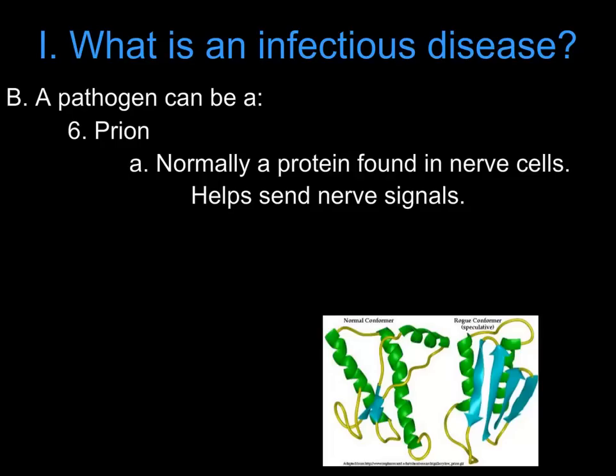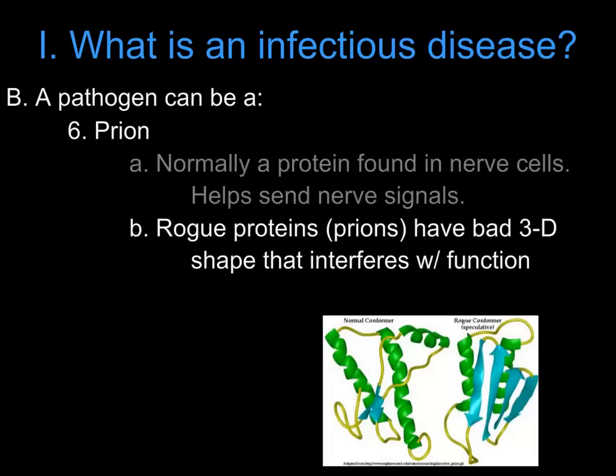It's a normal protein. It's a protein that we all have inside our nerve cells. It's required for normal nervous system function. It helps the nerve cells to send signals. And it's able to do that because it has a specific 3D shape, and that shape determines the function. Well, sometimes we develop what are called rogue proteins, and so we call them prions. The person who found them named them prions, so you can ask him why.